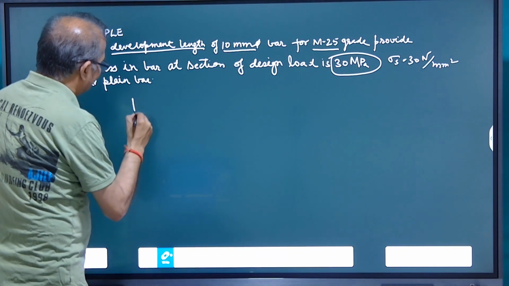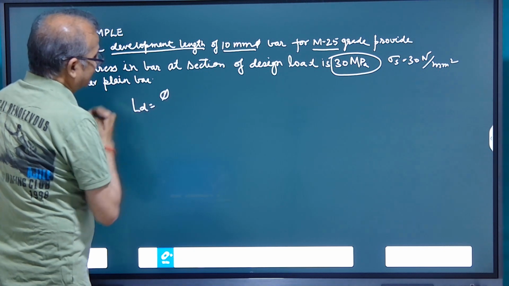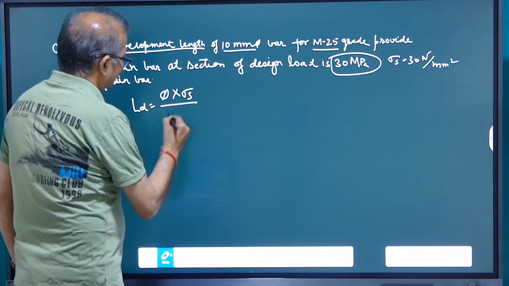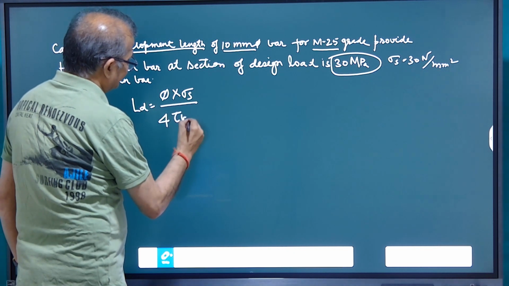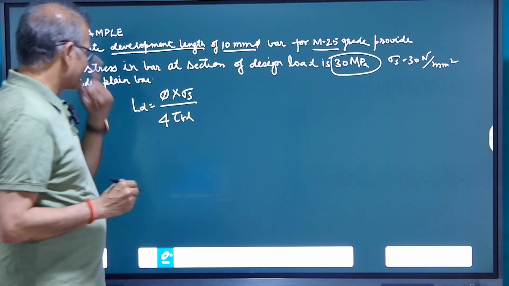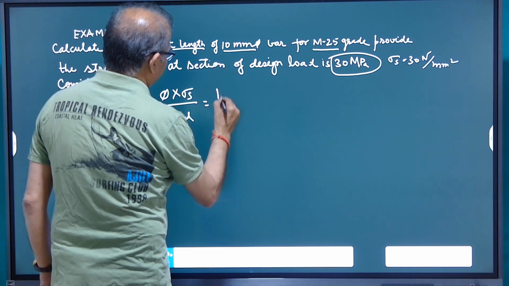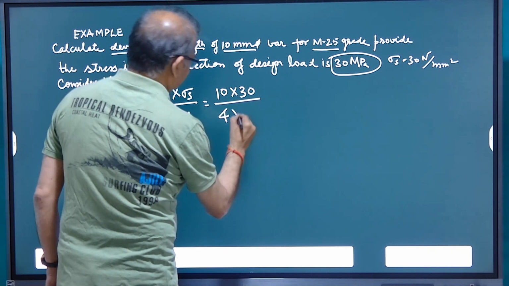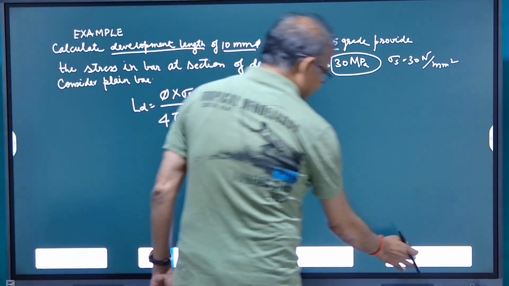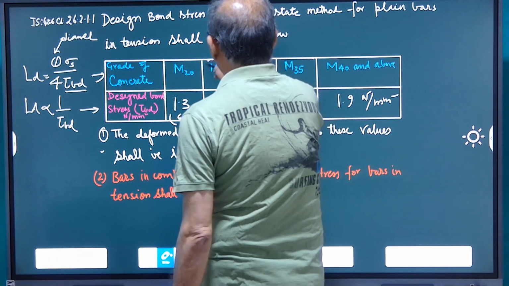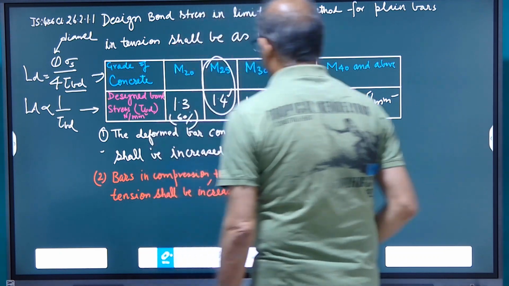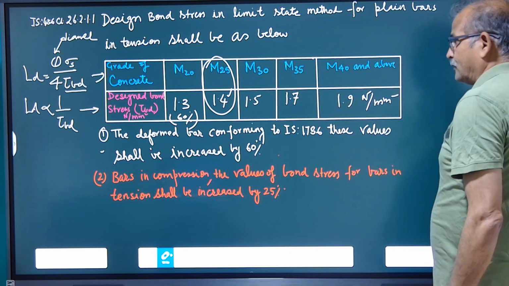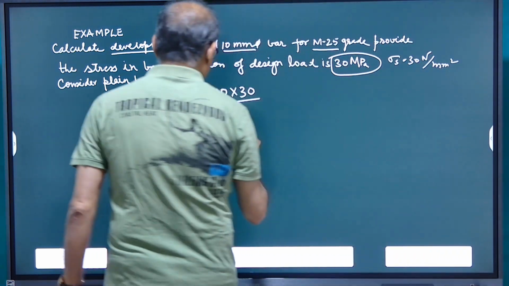We know the development length LD is given by diameter of bar into stress developed in steel divided by 4 tau Bd. Now here we consider plain bar. So phi is given in the example as 10, sigma s is 30, divided by 4 into tau Bd. Tau Bd we can get from this table, for M25 grade it is 1.4.